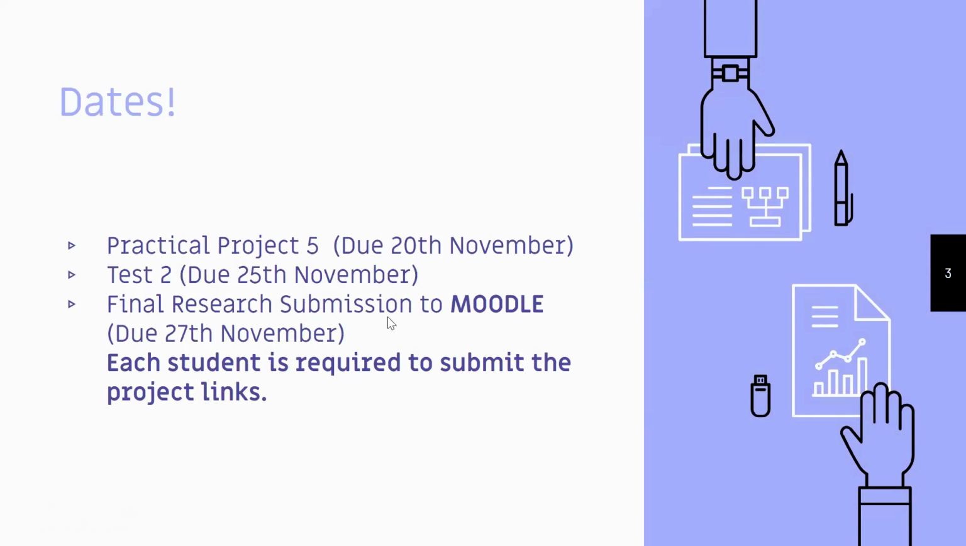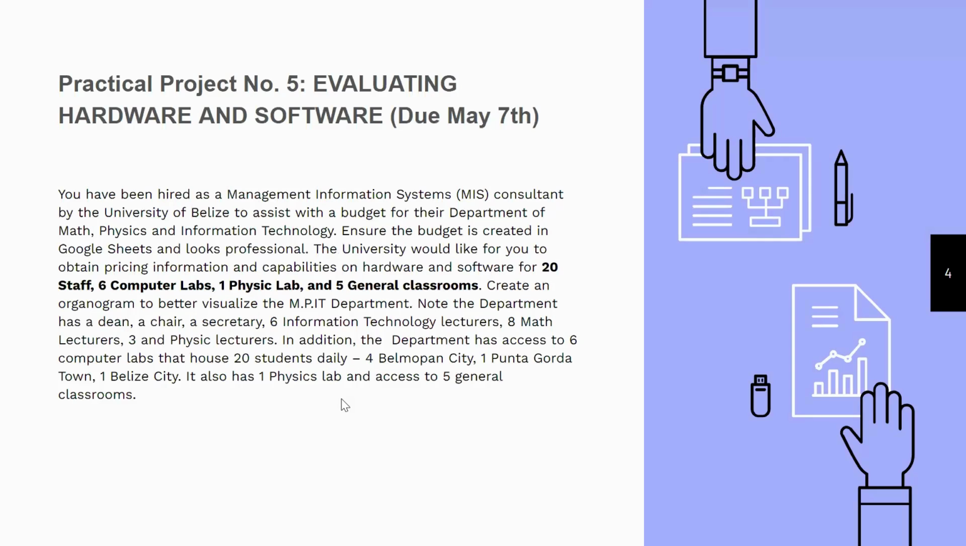The final research submission will be on Moodle. And on Moodle, you'll be required to submit the following. Your document, which involves all of the chapters. This document is going to be submitted as a Word document. You will also be submitting a PowerPoint presentation of the document, as well as the video recording of you presenting that presentation. So those three submissions will be made on Moodle no later than the 27th of November, and that would conclude our course. So let's look briefly at practical project number 5.